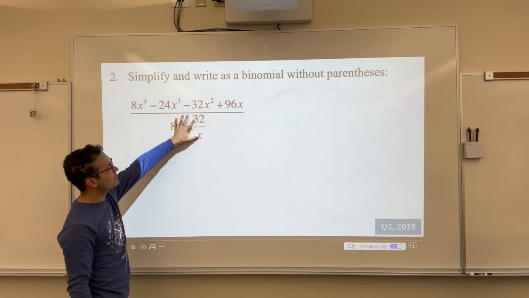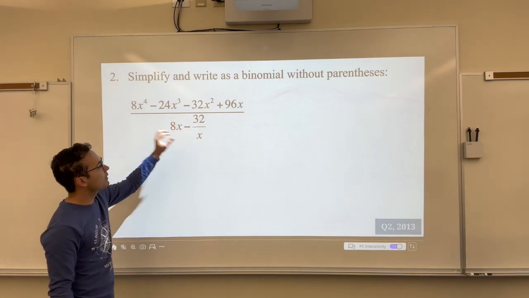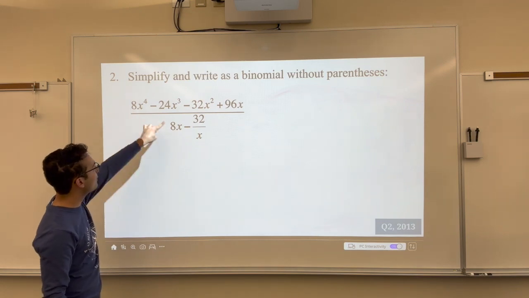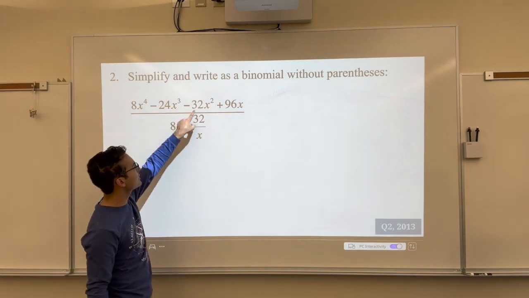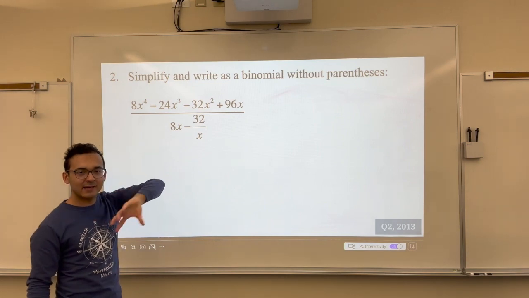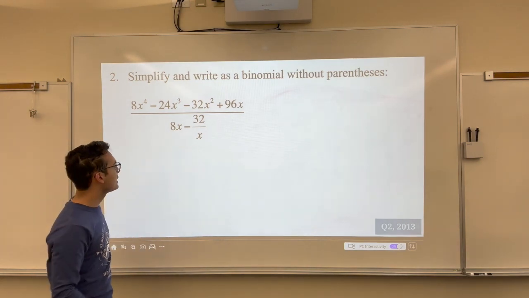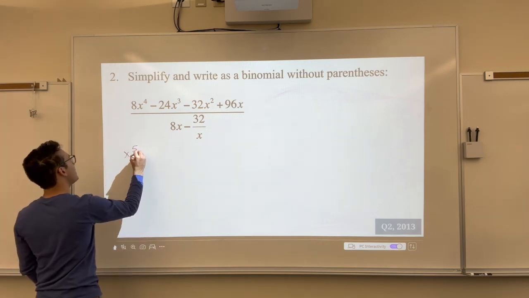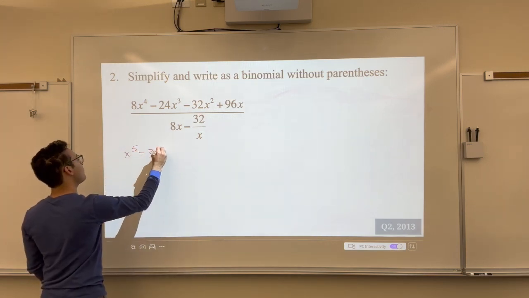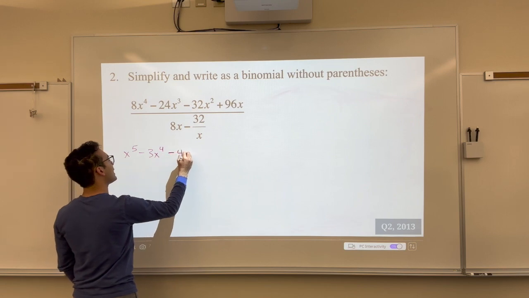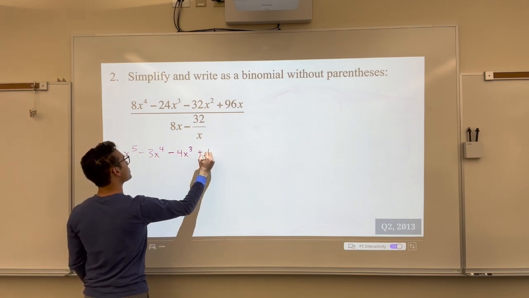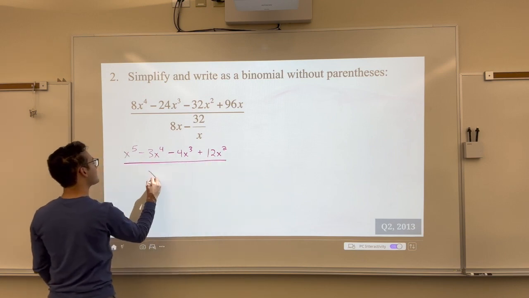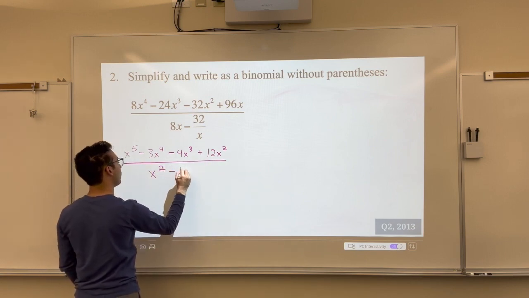I don't like that we have this 32 divided by x, so I'm going to multiply every term by x. Additionally, I noticed that we have a common factor of 8 in every single term, so let's go ahead and divide every single term by 8. So what we're left with is x to the 5th minus 3x to the 4th minus 4x cubed plus 12x squared, and then over x squared minus 4.